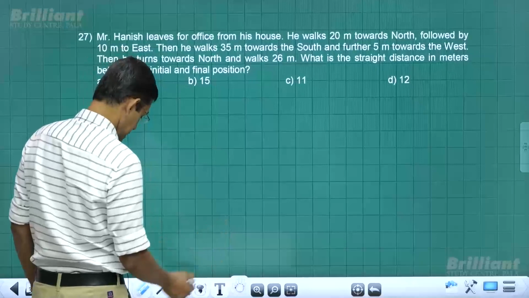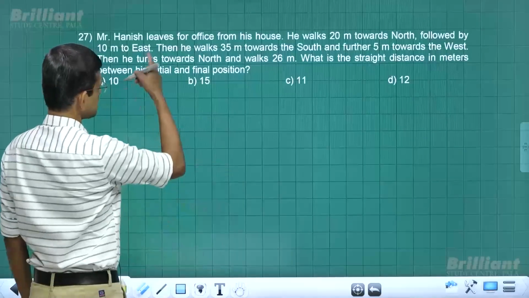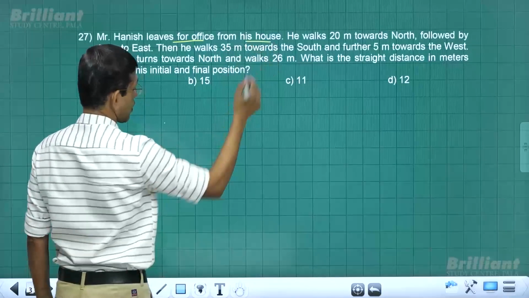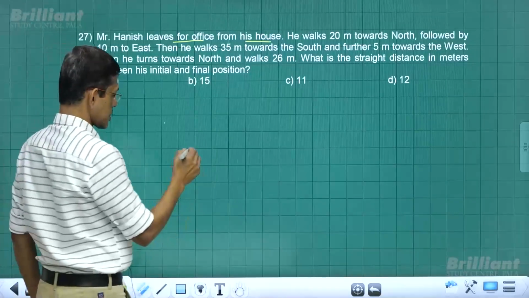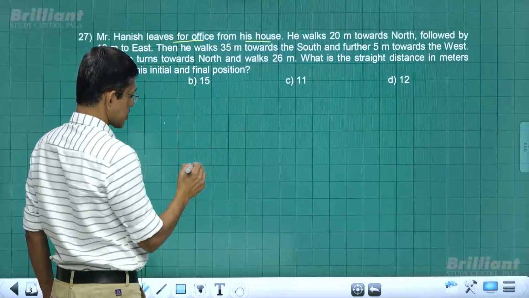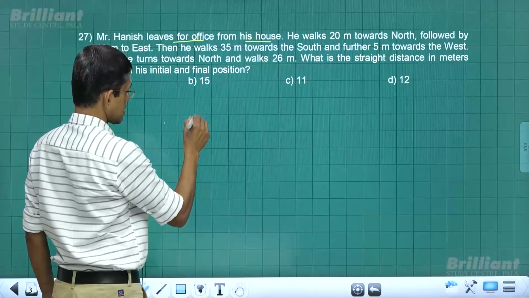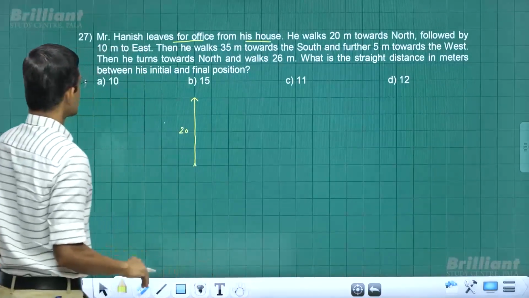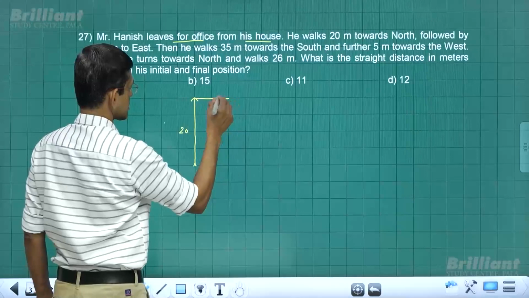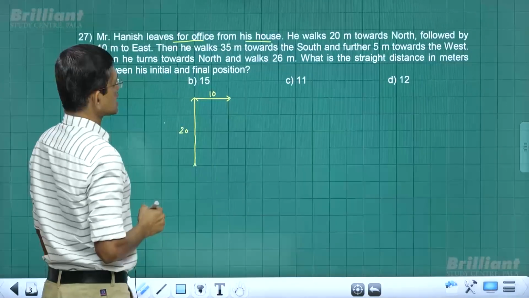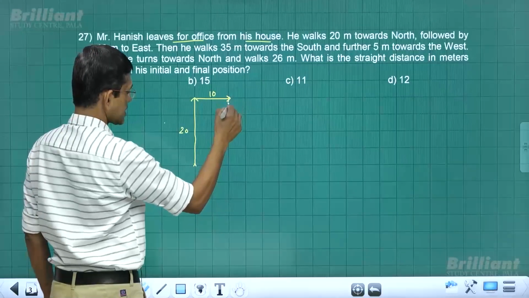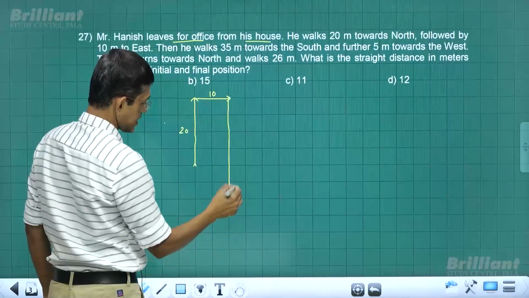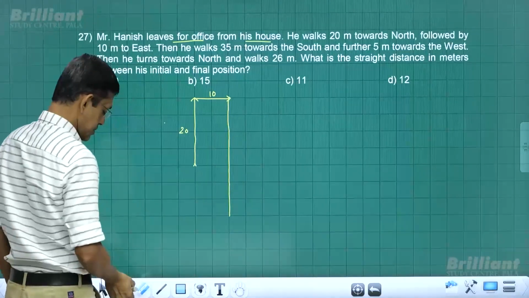First of all, we draw a diagram. So he started moving from his home, leaving for his office. Starting point is his home. He walks 20 meters towards north. So let's say he started from here, 20 meters towards north. Followed by 10 meters to the east. Then he walks 35 meters to the south. This is south direction, 35 meters. So he reached here. So this total distance is 35 meters. Let's mark it.